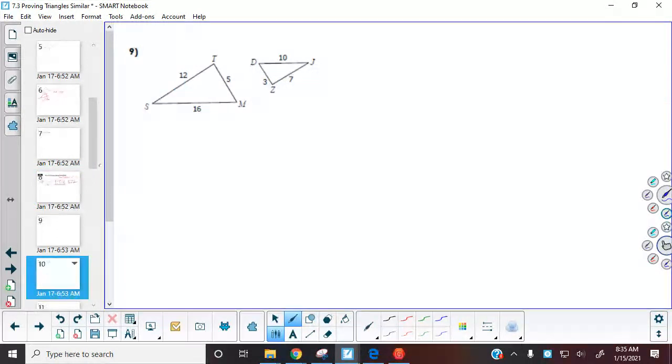All right, so let's take a look at number 9. Number 9, we look at this again. We're going to pair up our small sides. So 5 is our smallest side, 3 is our smallest side, 16 is our largest, 10 is our largest, and then you've got 12 and 7 match. So I want to say, okay, does 5 over 3 equal 16 over 10 equal 12 over 7?